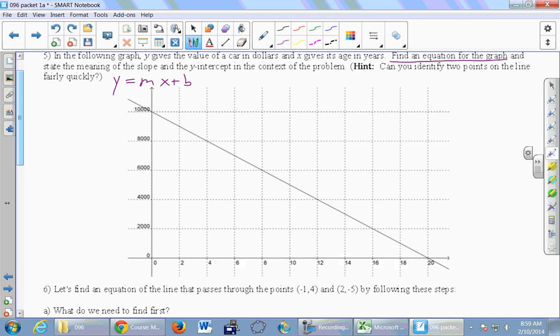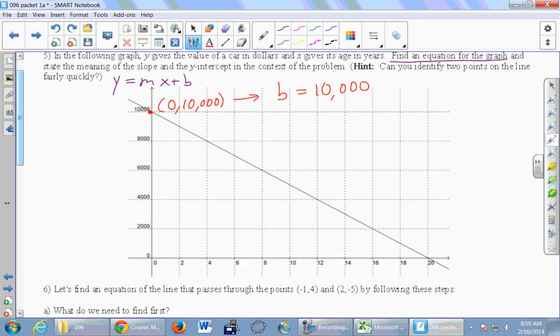Now, one of them is staring at you in this problem. Which one is staring at us? The intercept. So what is the y-intercept here? It's right there. 0, 10,000. Which means that the value of b is 10,000. So we grab that from the picture. But we still need another piece of info. What else do we need?